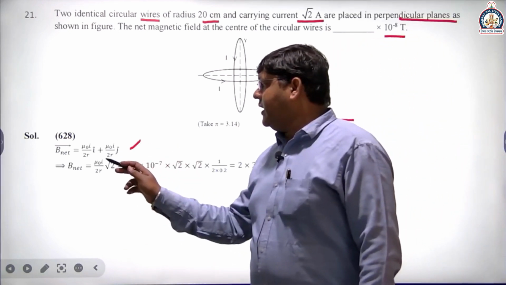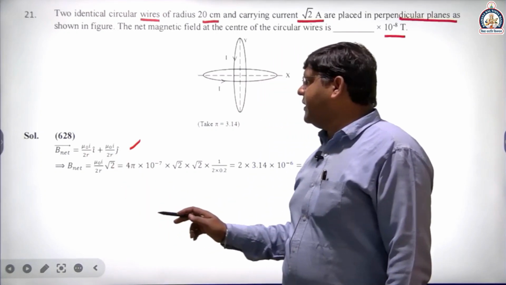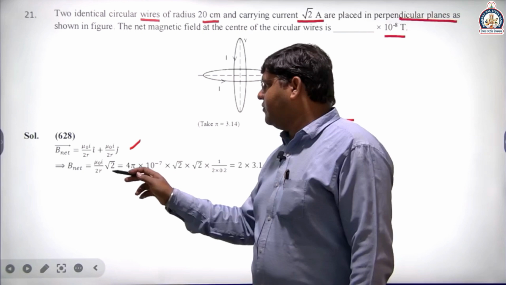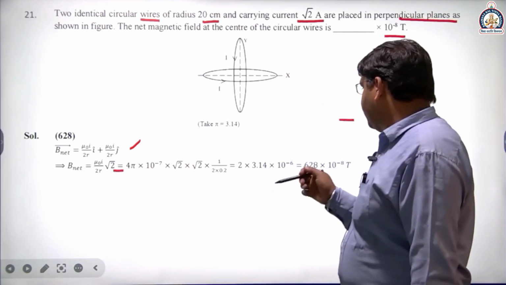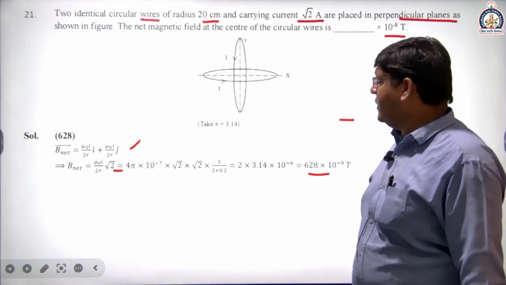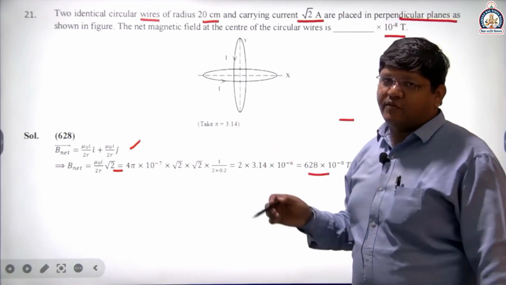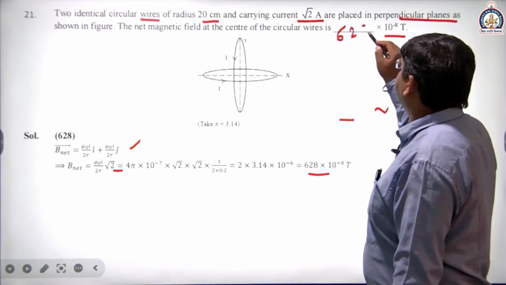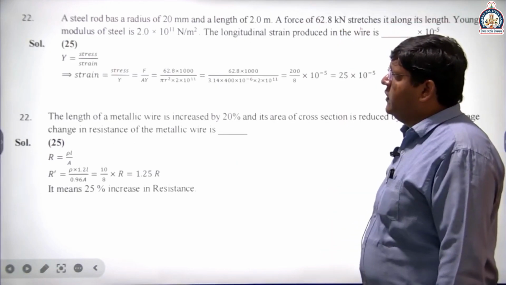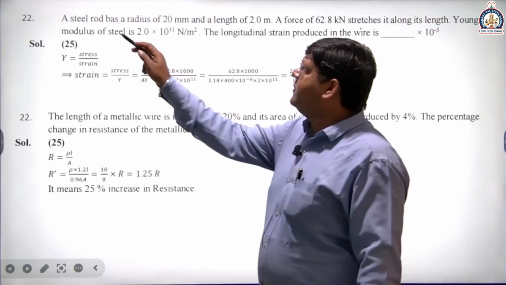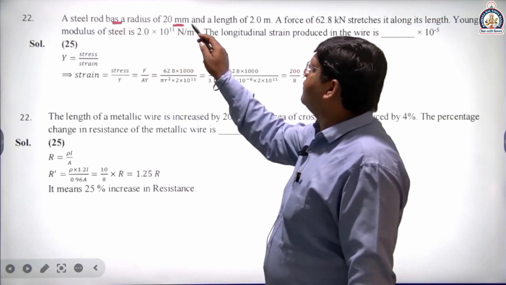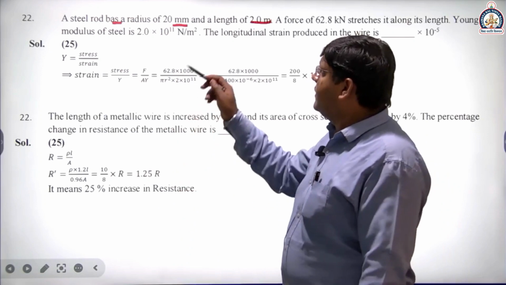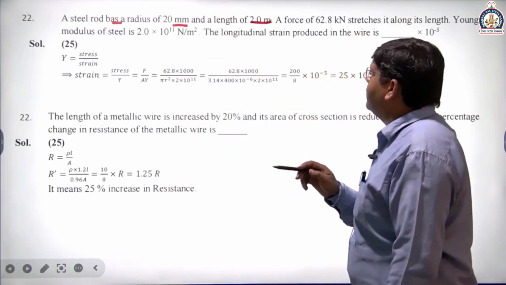Now mu naught I upon 2r, for I we can write √2 ampere, current value is √2, and solving this value and adding, the answer is 628 into 10 raised to power minus 8. So 10 raised to power minus 8 is already provided. So our answer is 628. Okay. Moving to the next part, a steel rod bar has a radius of 20 mm and length. Okay, we are provided with a steel rod bar having radius 20 mm and length 2 meter.